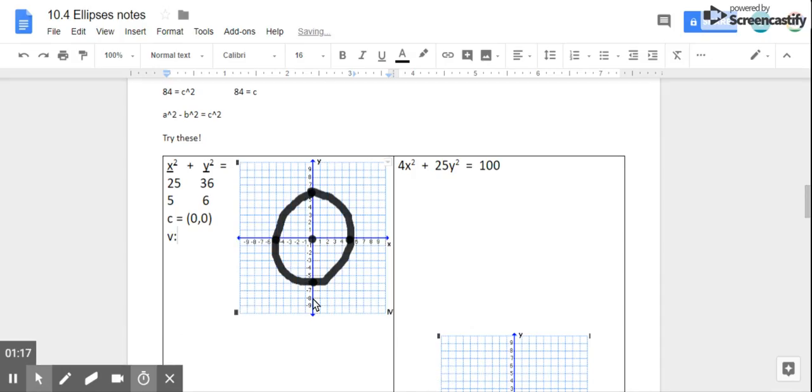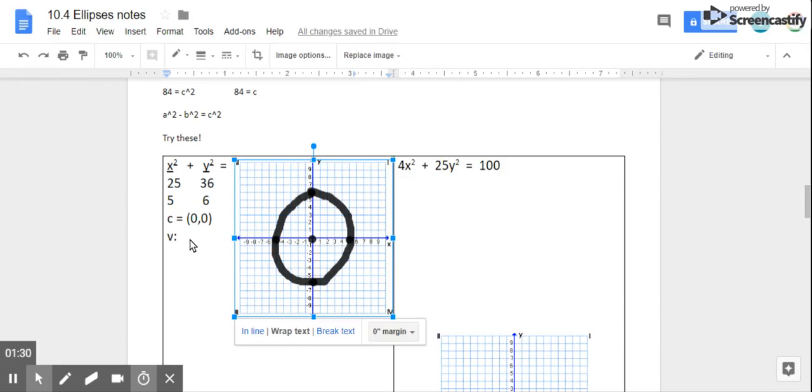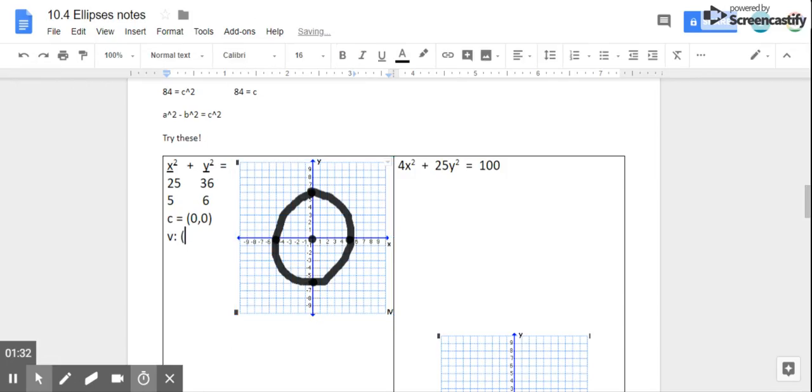So the vertex. Which 2 points stretched out your ellipse the most? In other words, which one of these numbers is the biggest? The 6 is the biggest. Where did you move 6? You did that on the y-axis. So where are these 2 points along the y-axis? One of them is at 0, 6. The other is at 0, negative 6.